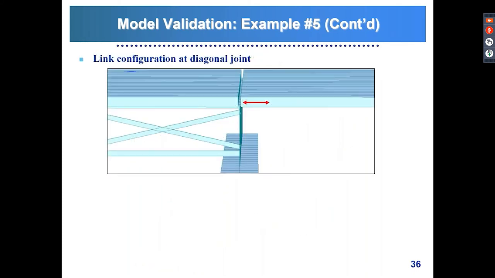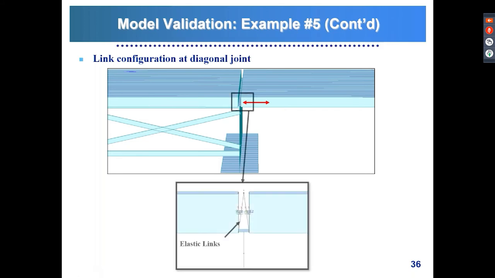So in the Midas model, we had it modeled that way. So essentially, this is the fixed side. That's the side that was put to slide over the deck. And we use a series of elastic links to model that, and essentially use the force on those links to come up with the design load for the tie down system.